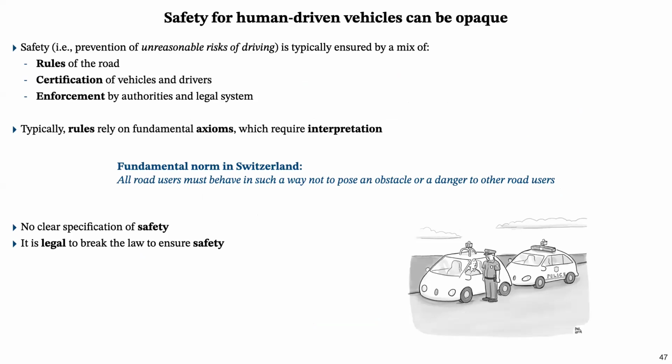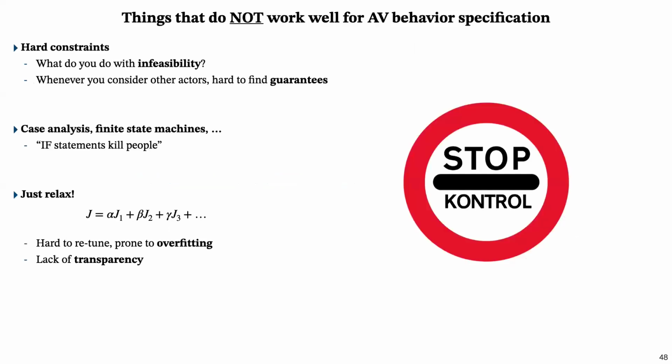But rules are very weird. This is a fundamental norm in Switzerland. I'm pretty sure there is another one in France that looks like that. And this fundamental norm says all the road users must behave in such a way not to pose an obstacle or danger to other road users. What does this rule mean? It means rules are important, but some are more important than others. It's up to you to figure it out. So not easy to specify safety because it's legal to break the law to ensure safety.